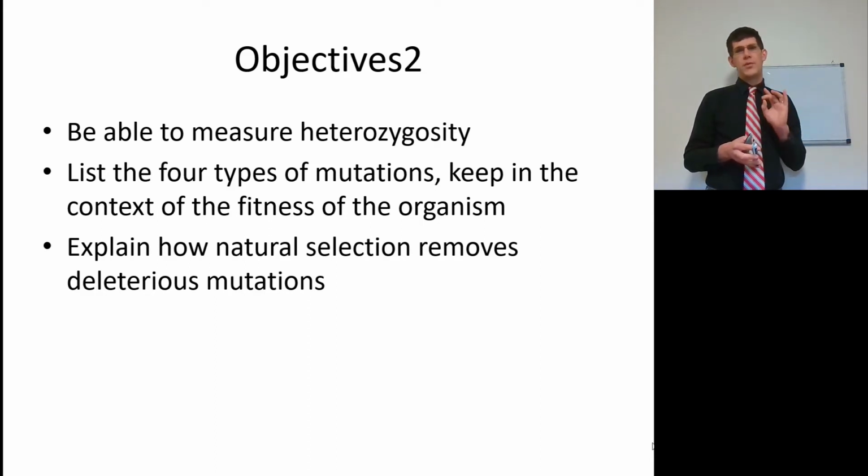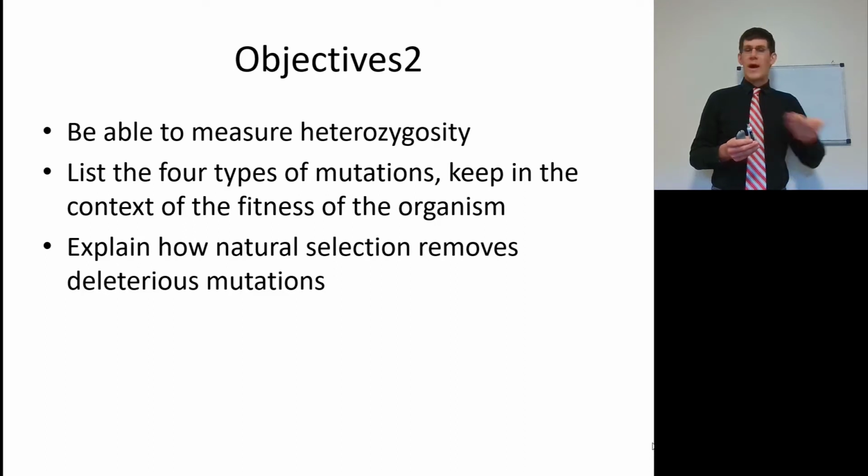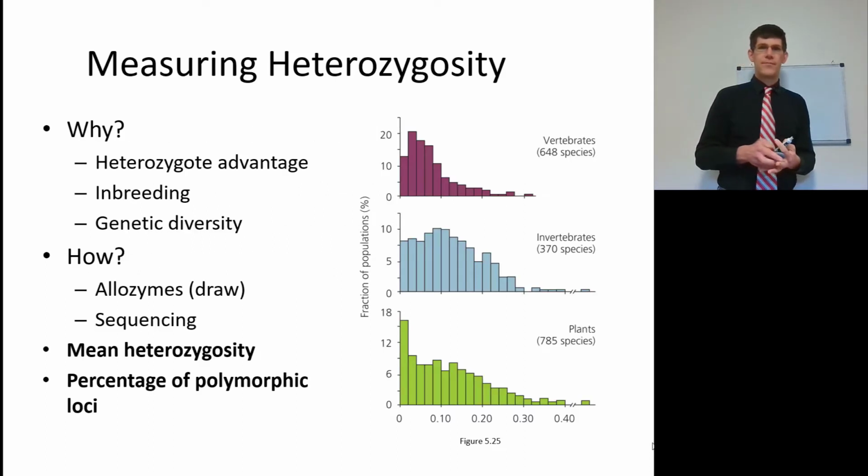List the 4 types of mutations, keeping in the context of the fitness of the organism. Remember, fitness is the number of offspring produced relative to others in the same species. And explain how natural selection removes deleterious mutations. Perhaps you have heard the question, if most mutations are bad, why does mutation lead to evolution? This is the lecture where you learn that.